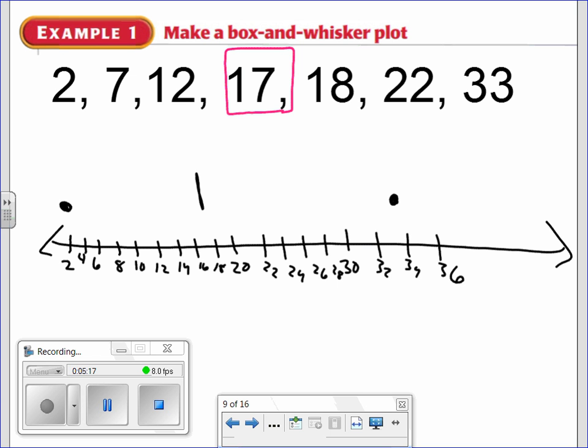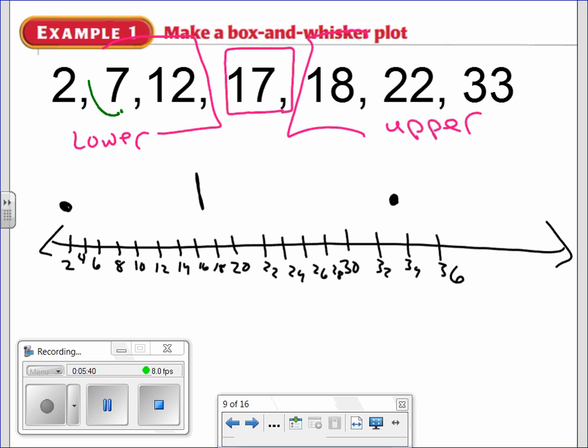Now what I've done with my data set is create a lower data set down here and an upper data set up here. You don't include the 17 in either the upper or the lower. You can kind of remove it. You're going to find the median of the lower data set. What would that be? What is the middle number in my lower data set? 7. That'll be where my lower quartile is. It's called the lower quartile.